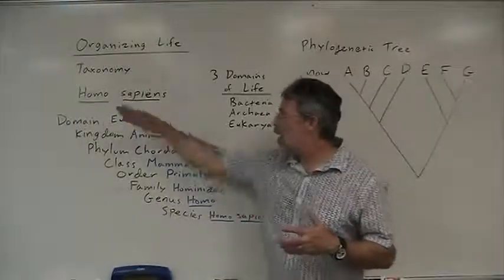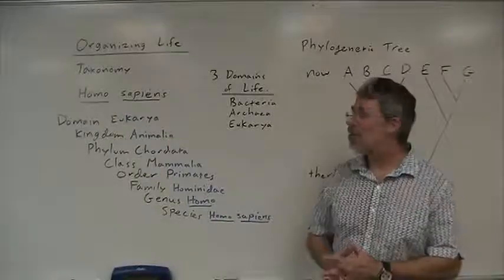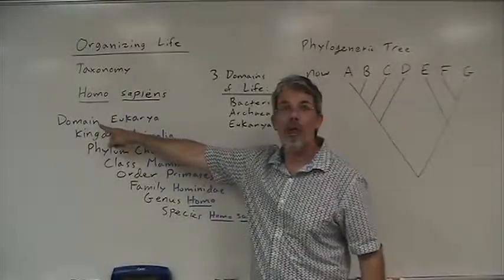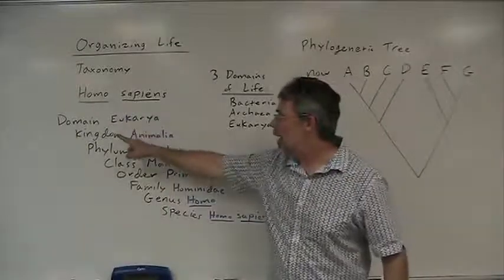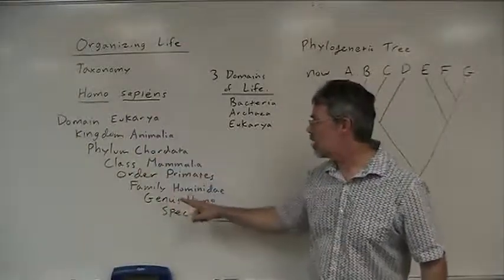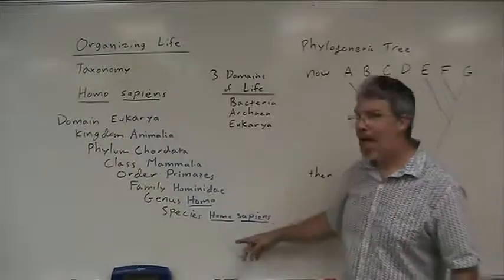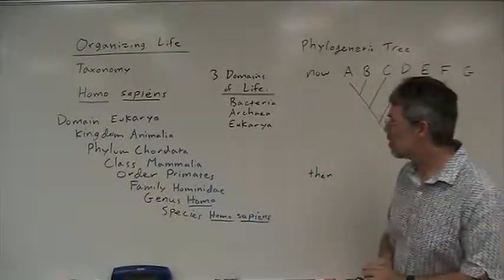Now, there are 8 major taxonomic levels. The highest, of course, is the domain level. This is the breakdown: domain, kingdom, phylum, class, order, family, genus, and species. And in blue, we have where we fit in as human beings.